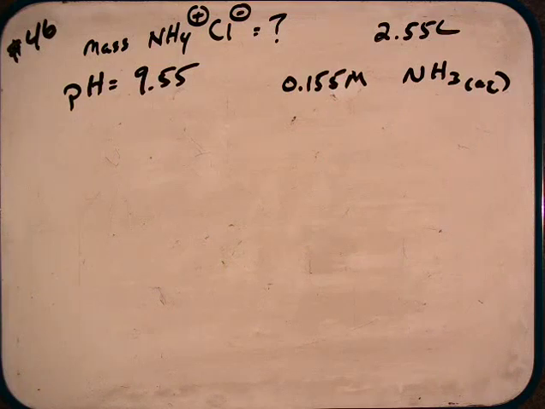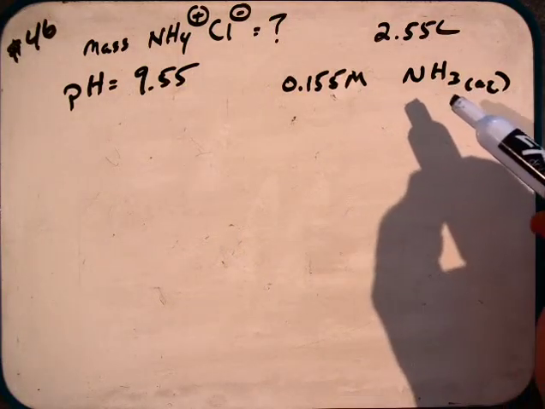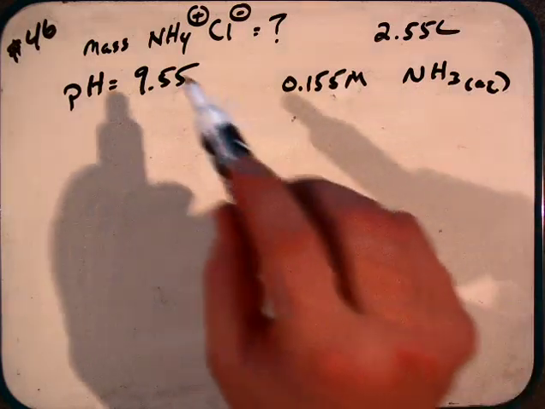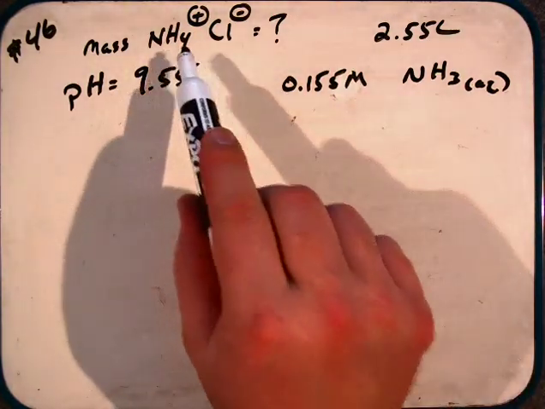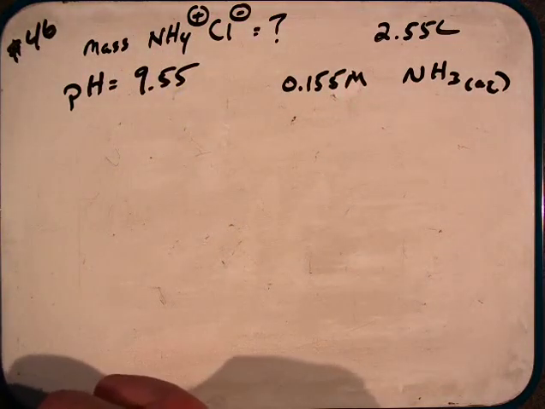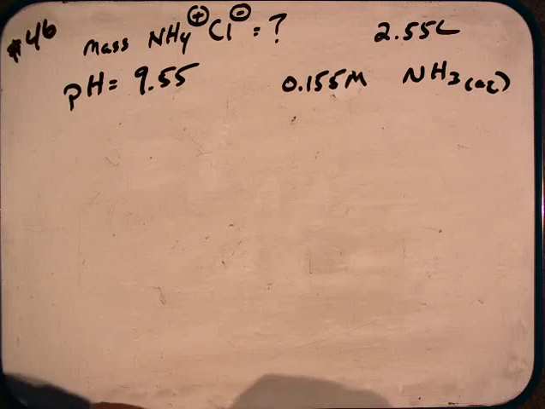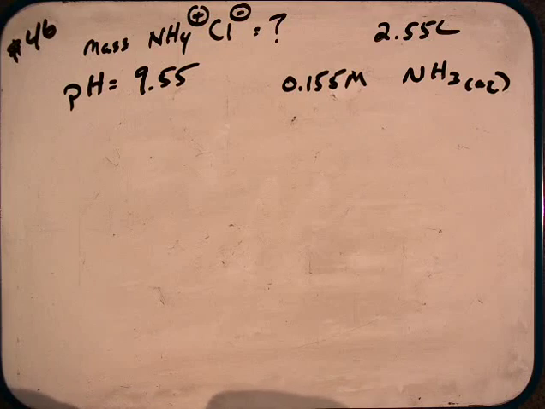So we're trying to create a buffer. We have our parent base, and we have a concentration for our parent base. And we want to know how much of the conjugate acid form, in this case ammonium chloride, we need to add to reach a pH of 9.55 for this particular buffer. So there are two ways to go about this. We can use the ICE table, and that's how I'll start the question, but then I'll follow it up using the Henderson-Hasselbalch equation to show you that we could also use that equation.